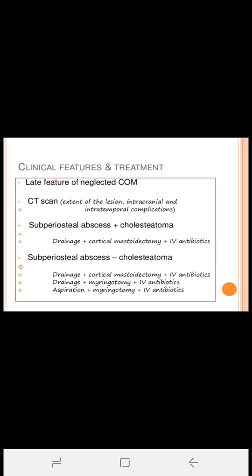Now, what are the clinical features and the treatment? Late features of neglected chronic otitis media. CT scan can show the extent of the lesion, intracranial and intratemporal complications. Subperiosteal abscess with cholesteatoma, we have to do drainage of the abscess, cortical mastoidectomy and give higher IV injectable antibiotics. When it is without cholesteatoma, then only drainage with cortical mastoidectomy and IV antibiotics, or we can also do drainage plus myringotomy plus IV antibiotics, or aspiration plus myringotomy plus IV antibiotics.